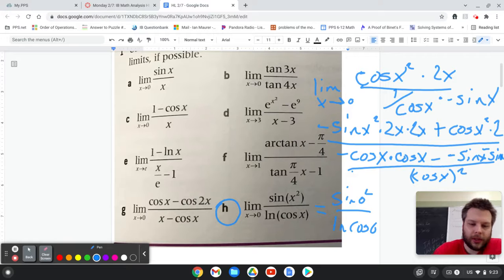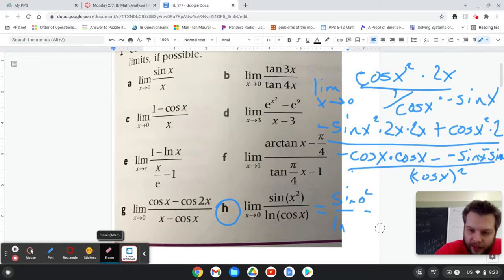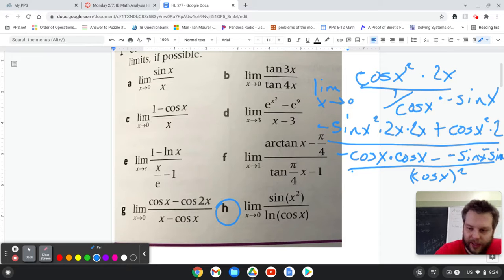And at this point, we just hope and pray that when I plug in 0, it works out to a number, and then I don't have to do another derivative, because that's going to get just real nasty if I have to do it again.